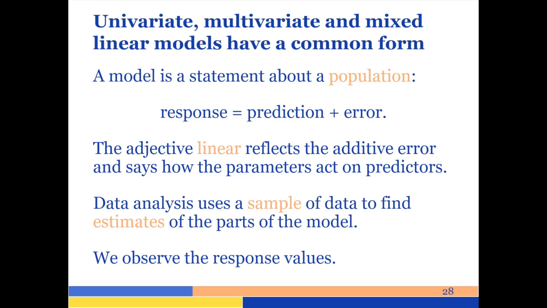All of these models have a common structure. First of all, a model is a simple statement about the population in general. We kind of generalize from the sample we observe to a population we hope it represents. The structure looks like this. The response is equal to some sort of prediction plus an error. We use data from the sample to find estimates of parts of the model. We observe the response values or outcomes.